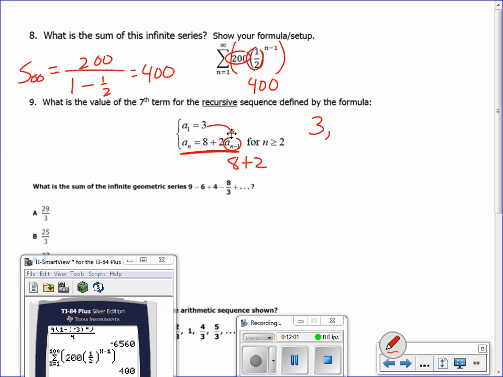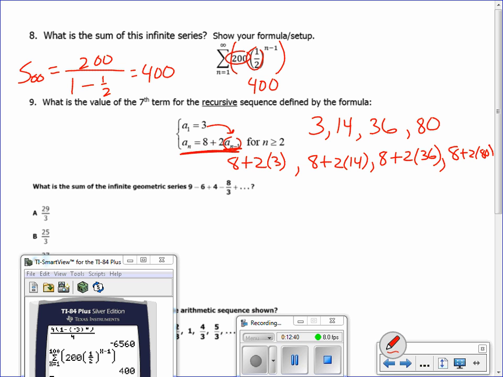Well, when I want to get the next answer, that's going to call back the last answer. So I still do 8 plus 2 times, well, this calls back the last answer. The last answer was 14. So that's 28 plus 8, that's 36. So notice every answer is recurring and being used again. The 7th term, let's see. So I want 8 plus 2 times 36. That's 72 plus 8, that's 80. And then the next one, 8 plus 2 times 80. So that's 160 plus 8, that's 168.